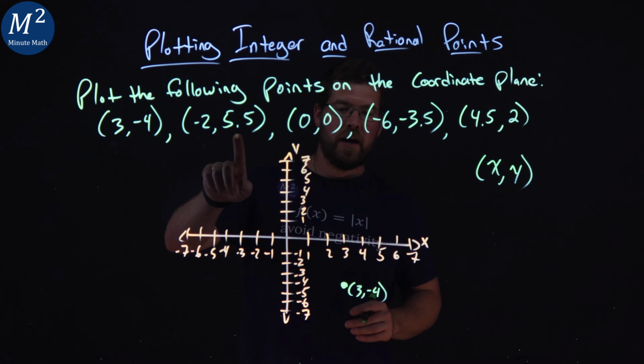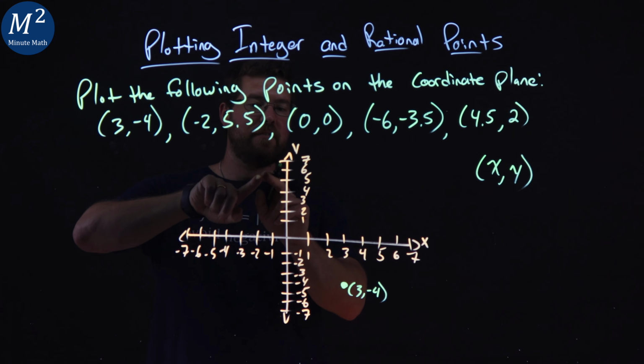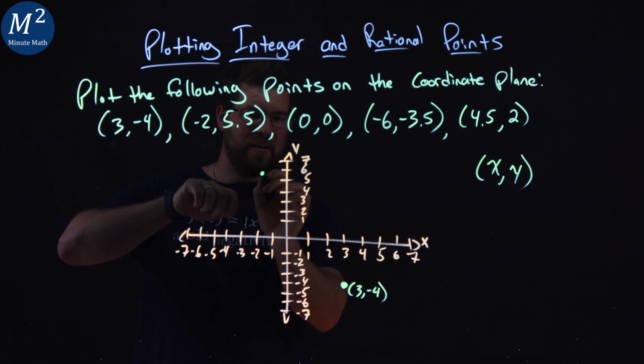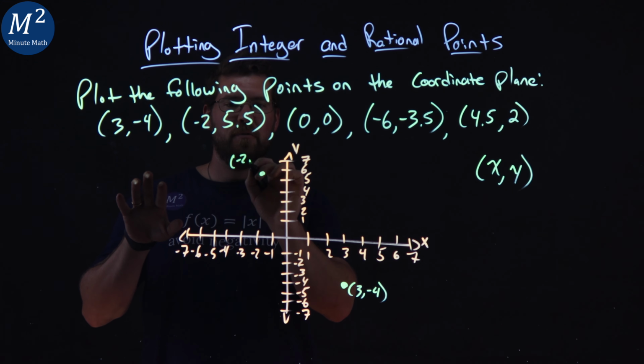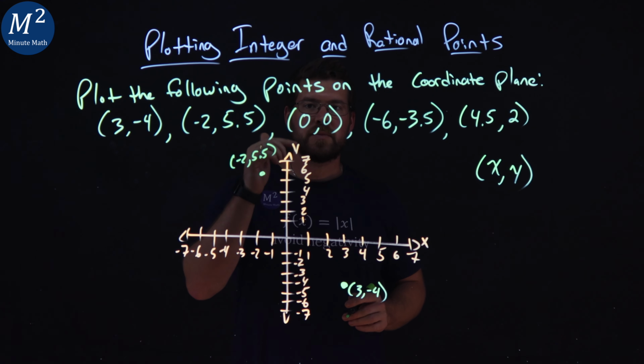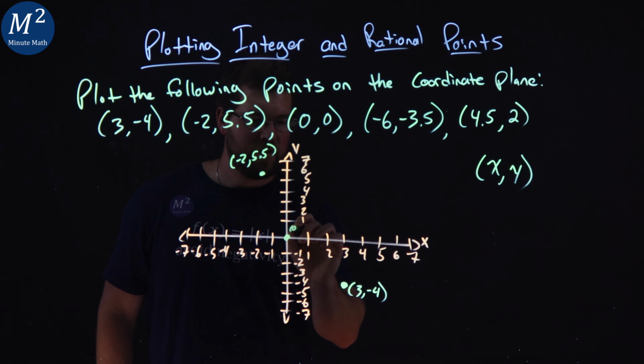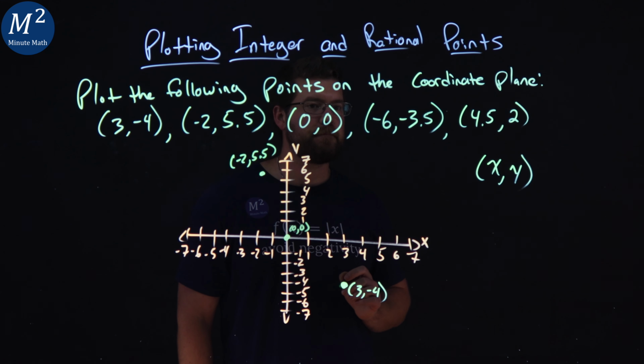(-2, 5.5). When x is -2, y is +5.5. That's between 5 and 6, so that's about right here. (-2, 5.5), right there. Our next point here, (0, 0), the origin, it's going to be right here in the middle. We have that (0, 0), right there.